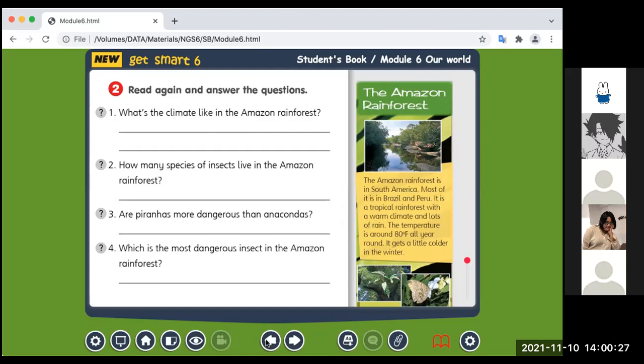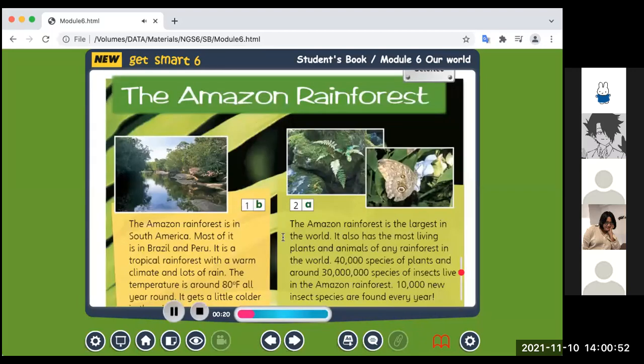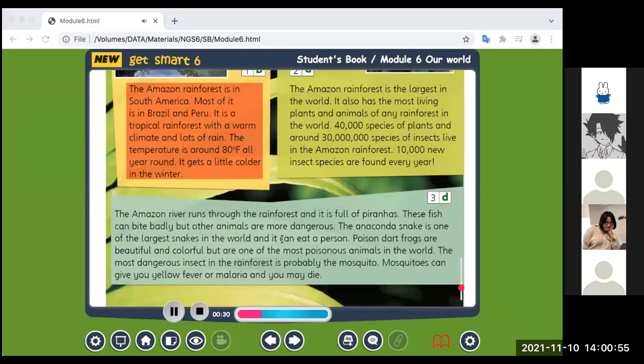1. Read the text and match the paragraphs 1 to 3 with the titles A to D. There is an extra title you do not need to use. Then listen and check. The Amazon rainforest. 1. B. What's it like there? The Amazon rainforest is in South America. Most of it is in Brazil and Peru. It is a tropical rainforest with a warm climate and lots of rain. The temperature is around 80 degrees Fahrenheit all year round. It gets a little colder in the winter.